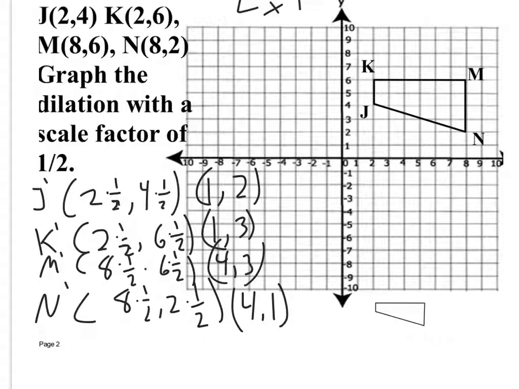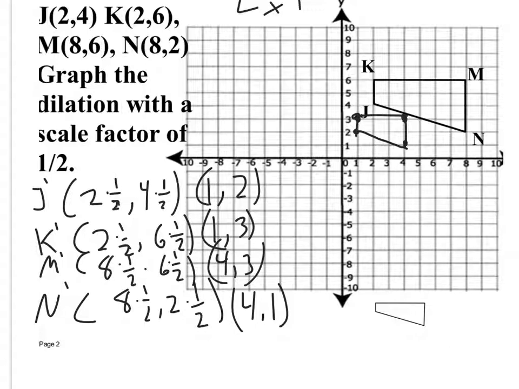So let's graph J prime. It's at (1, 2). K prime is at (1, 3). M prime is at (4, 3). And N prime was at (4, 1). Now we can connect the dots, which I just gave an example. This is what it should look like. So let's see if it looks like that after we connect the dots. Does it look like that?